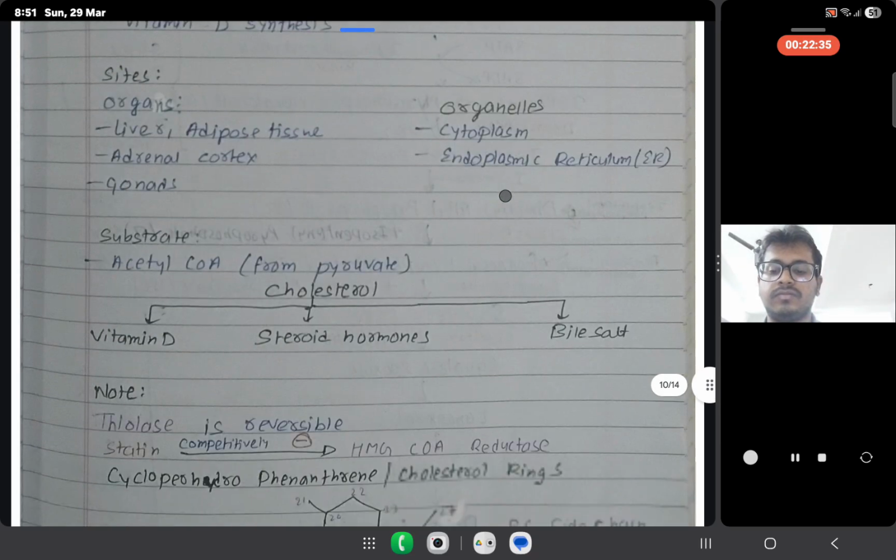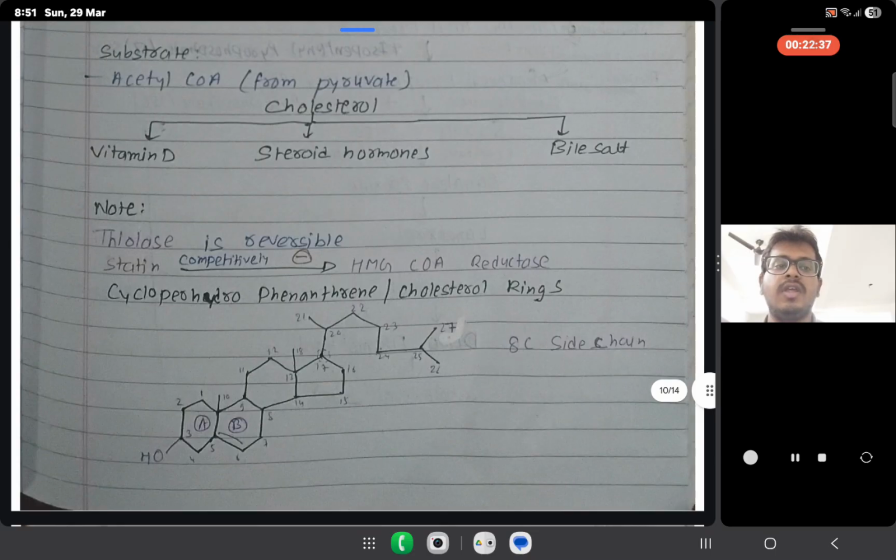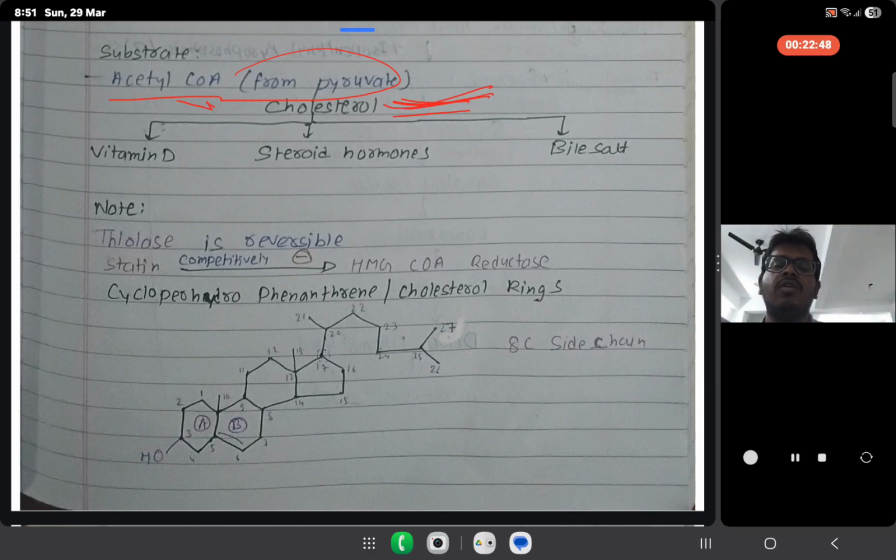Now, substrate: acetyl coenzyme A, from pyruvate. Now cholesterol is being formed. From acetyl coenzyme A, cholesterol is formed. Cholesterol can be used in the synthesis of vitamin D, steroid hormones, and bile salt. Note, thiolase is reversible.